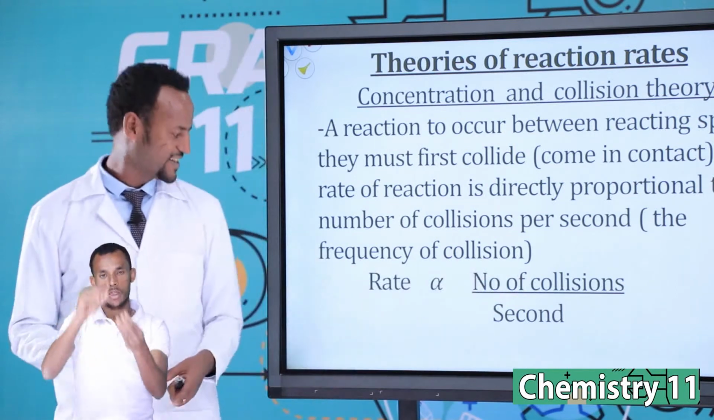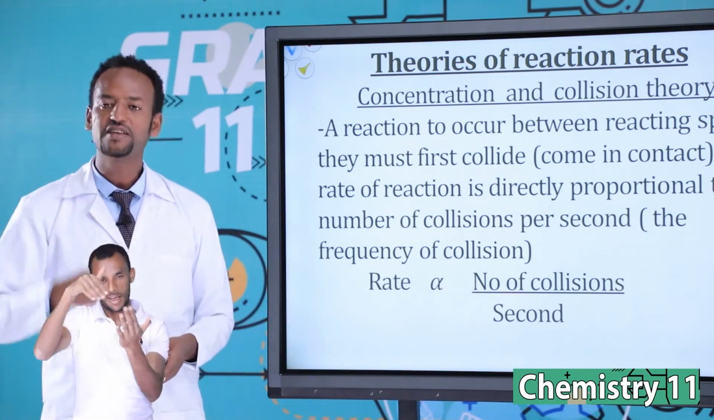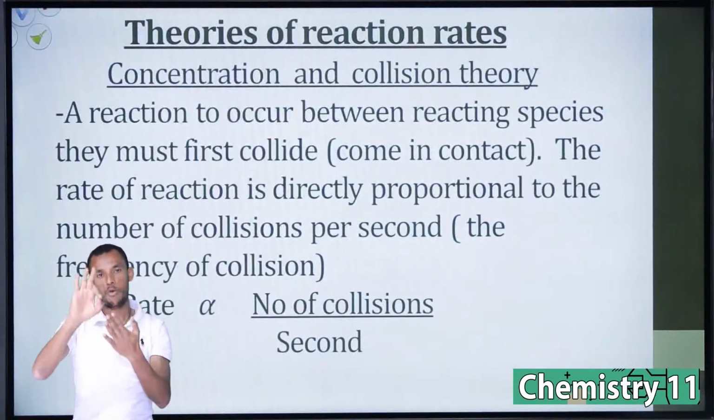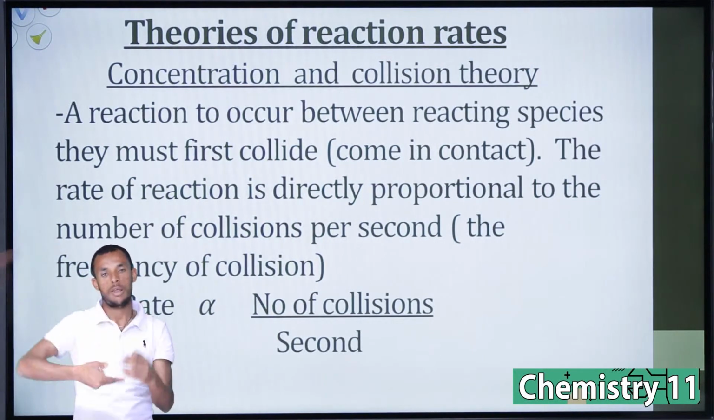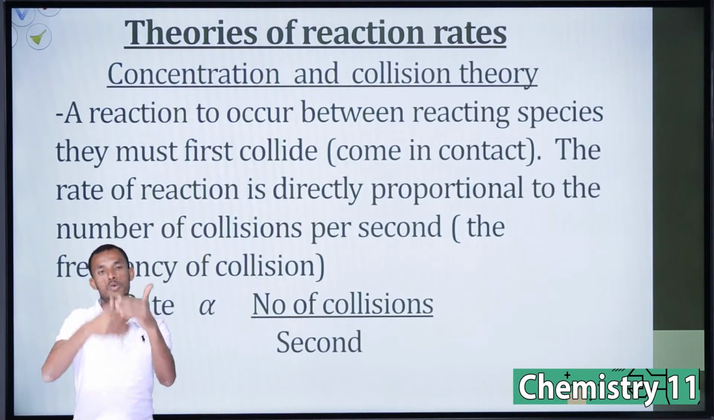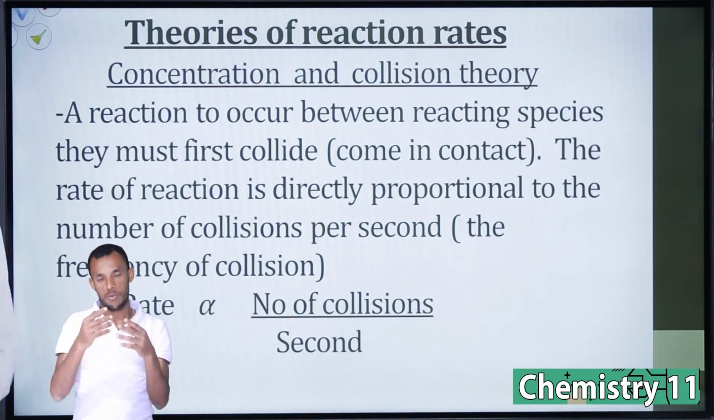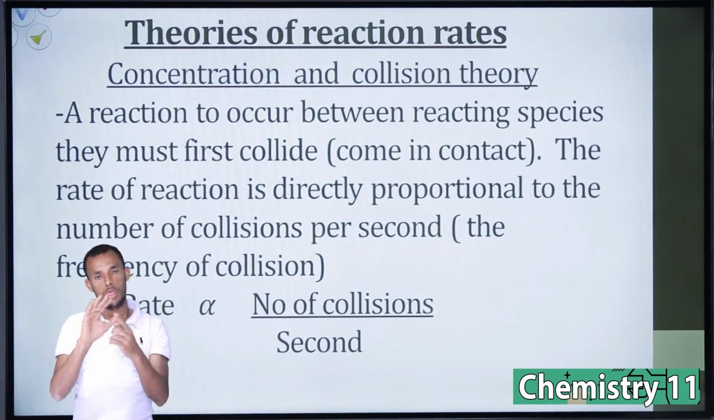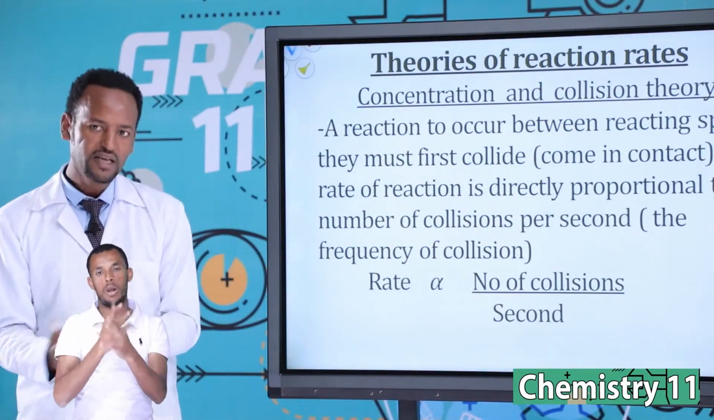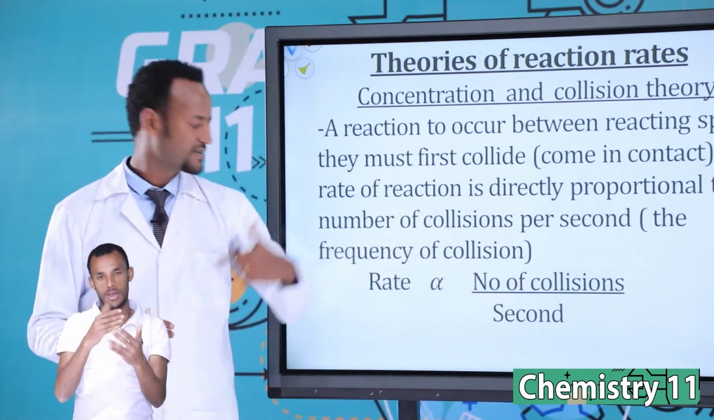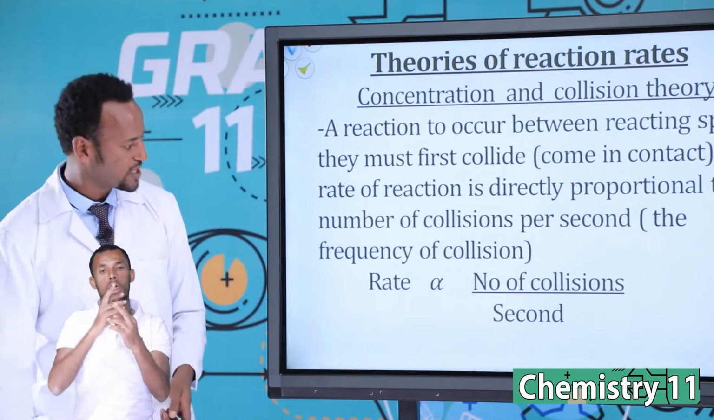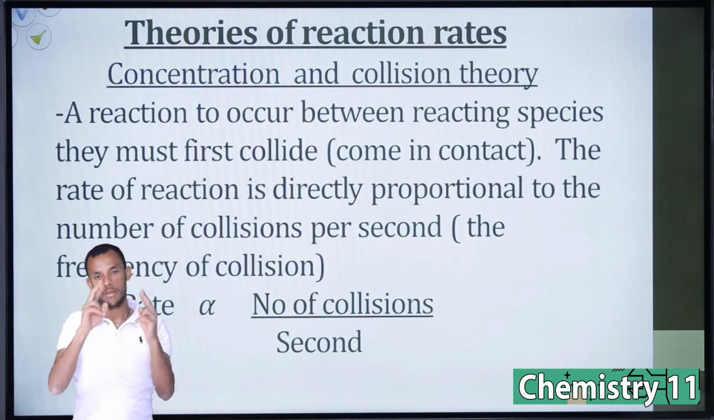When the number of collisions increases, the rate again increases. Therefore, rate is directly proportional to the number of collisions. The higher the concentration, the higher the contact. The higher the contact, the higher the collision within a given period of time. Simply, as concentration increases, the contact between the reactant particles increases, the collisions increase, and the rate of chemical reaction increases. Rate is directly proportional to the number of collisions.